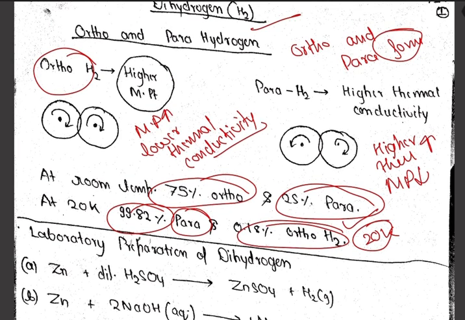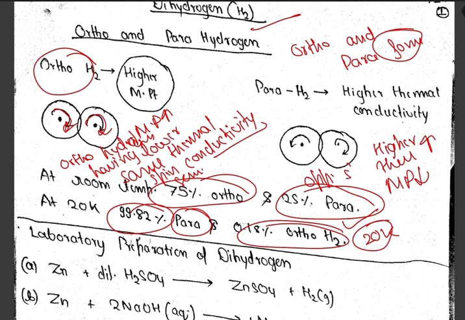In orthohydrogen, spins are in the same sense. Look at this, spins are in the same sense. Orthohydrogen has the same spin sense and parahydrogen has opposite spin sense.